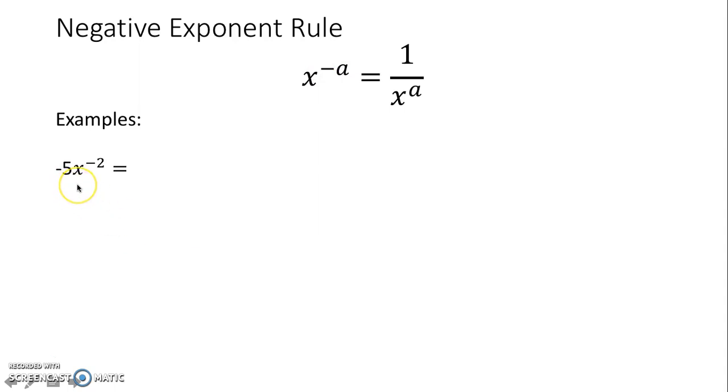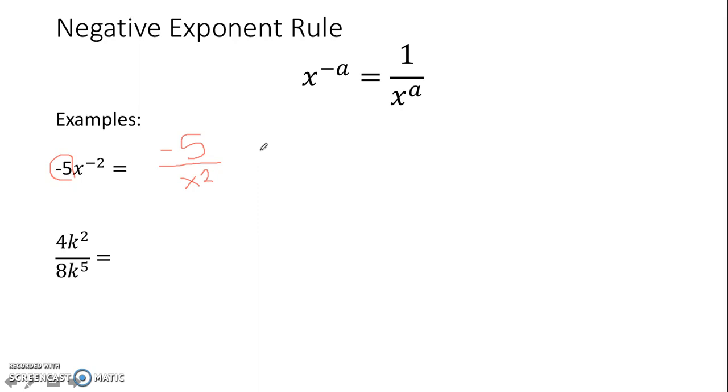So we have negative 5x to the negative second power. Now be careful with this one. That negative 5 needs to stay on top. It's still in the numerator because it has a positive exponent, right? Negative 5 to the first power, that's positive. So that needs to stay exactly where it's at. Then we have negative 5 and x to the negative second power. That's what we're changing. So x to the second power goes in the denominator. Negative 5 divided by x to the second power. And there we go, there's our answer.